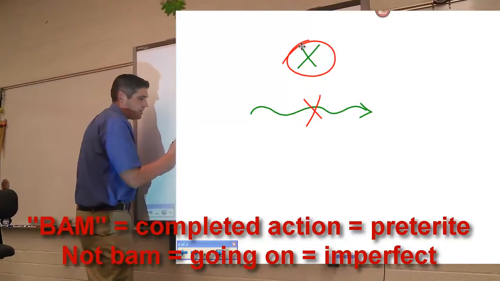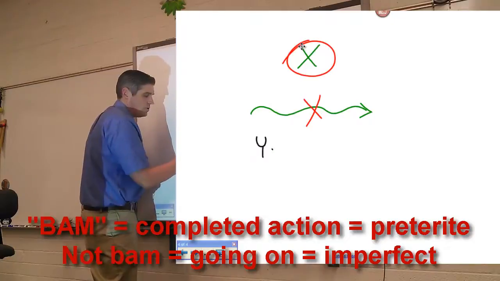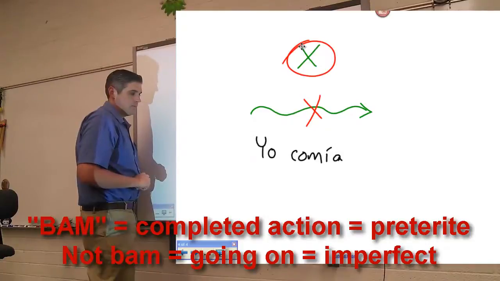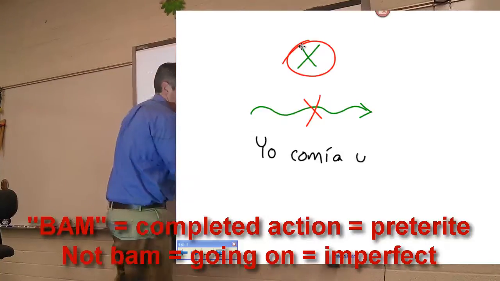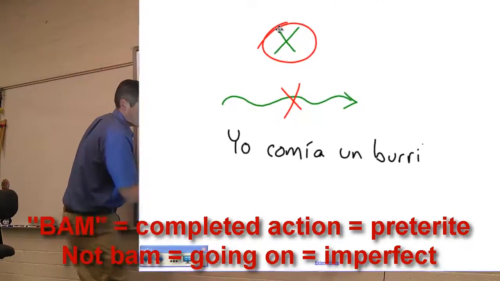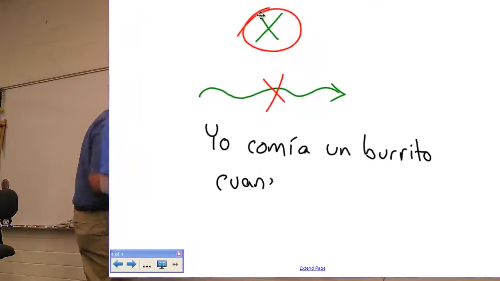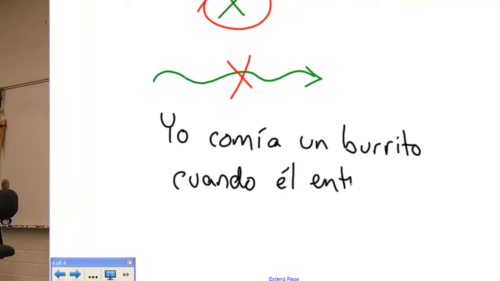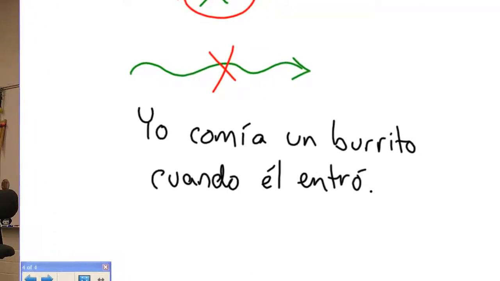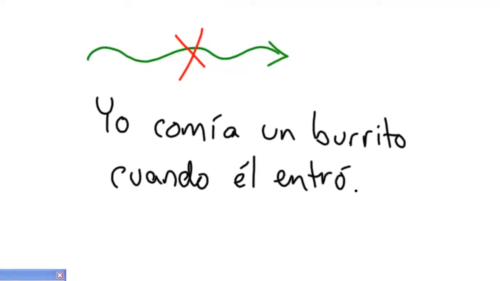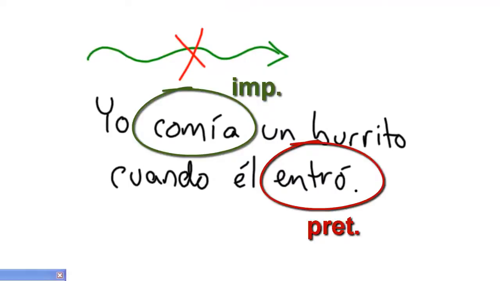For example, let me write out the sentence here. Yo comía un burrito cuando él entró. Now, of course, I could say yo estaba comiendo, I was eating, but yo comía un burrito cuando él entró. I was eating a burrito when he entered. Okay, another example.